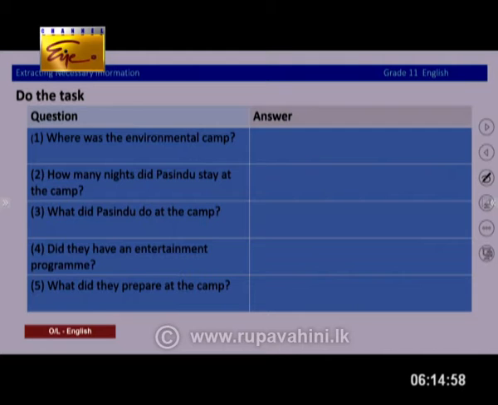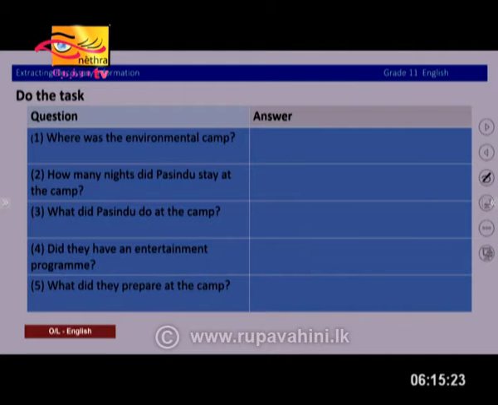Where was the environmental camp? How many nights did Pasindu stay at the camp? What did Pasindu do at the camp? Did they have an entertainment program? What did they prepare at the camp? You have to answer the 5 questions. Quickly you can do that.